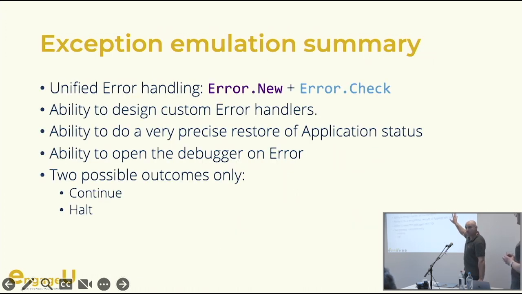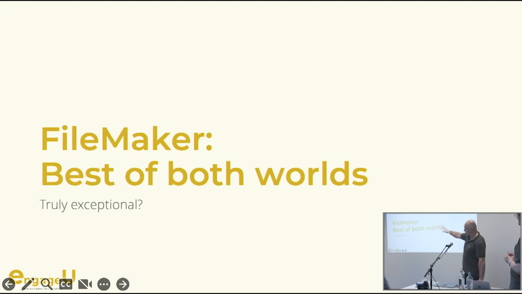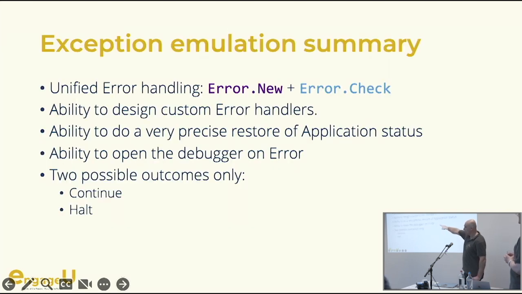So let's sum up what we talked about. We have a unified way of handling errors, right? The developers use a custom function to create errors, and then they instruct our error engine to deal with that error by a call to a script, all right? We have the ability to design custom error handlers that plug into the system. We have the ability to precisely revert whatever happens during the course of your script run. We call it a process.